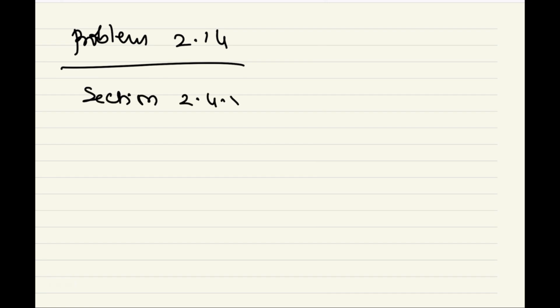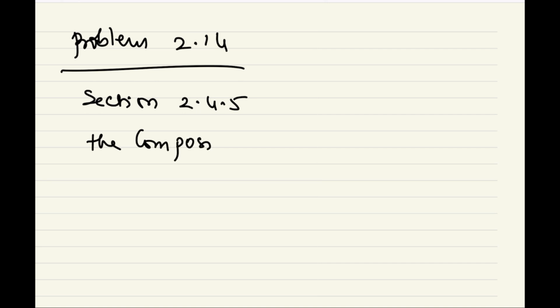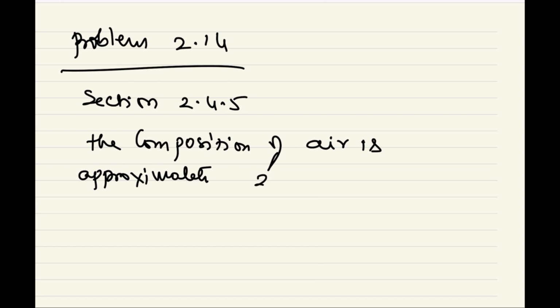If you see section 2.4.5, the composition of air is approximately 21% O2 and 79% N2. Why do we assume that, sir? Because these are contained in maximum quantity. That is the reason we assume it contains 21% O2 and 79% nitrogen. We need to assume it properly.